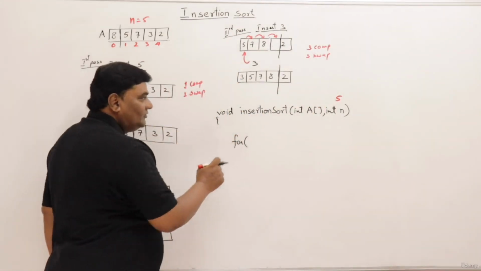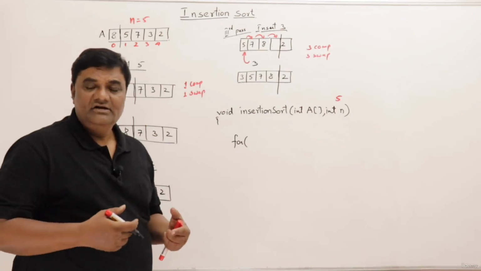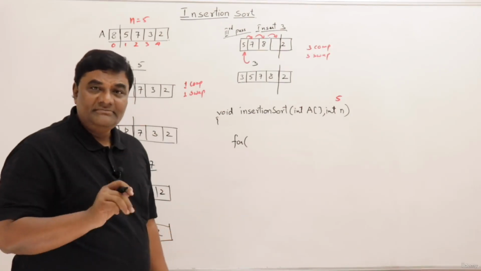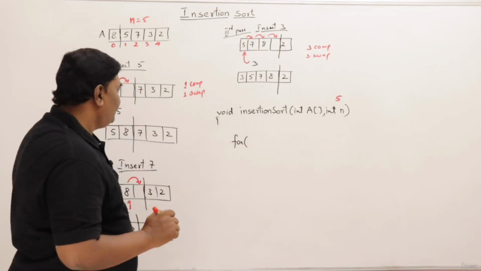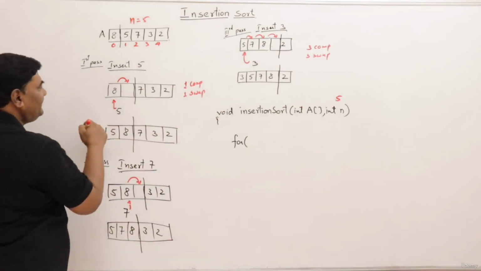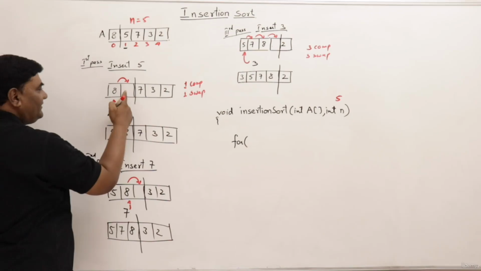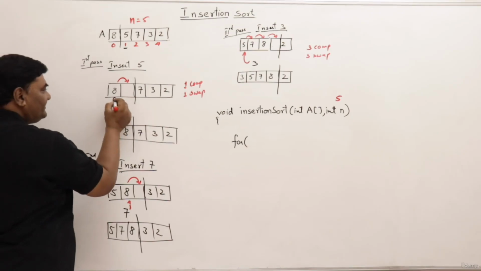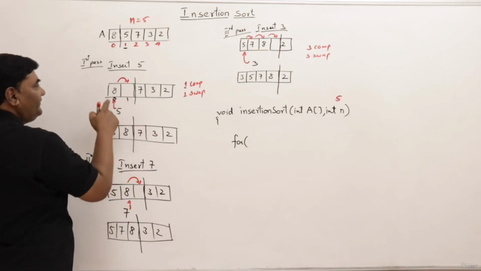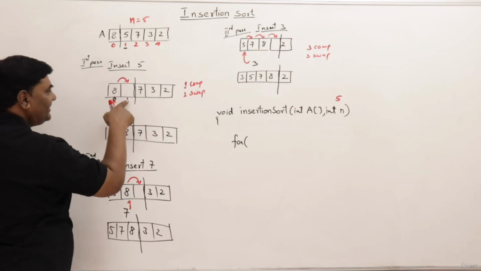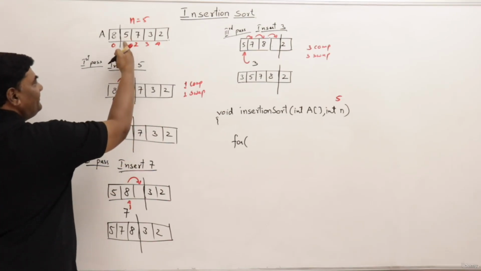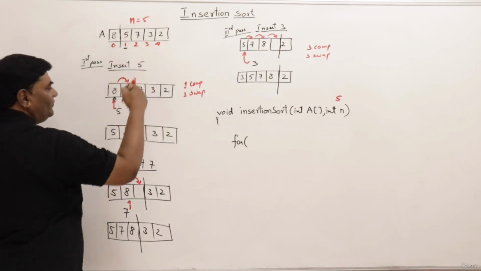Now first is for loop for passes. How many passes for n elements? N minus 1 passes. But if you see the passes, in first pass, which element we are trying to insert? That is second element at index 1. So we are trying to insert this one, right? So this is index 1. So we don't have to start from 0, we have to start from 1. So insert the element from index 1, then 2, then 3, then 4.